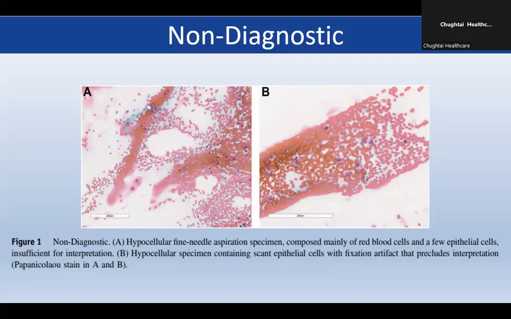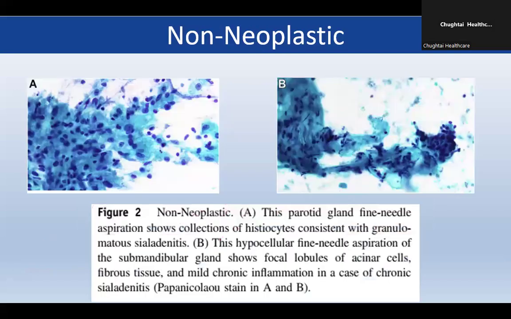So now let's discuss each of the diagnostic categories of the Milan system with some cases and examples. For the non-diagnostic, what we usually consider is if we have blood and hemorrhage only, or if the cellular elements are too scant that we cannot reach any diagnosis. So in example A, there is a hypocellular FNAC, mainly red blood cells and just a few epithelial cells. In example B, there are fixation-related artifacts. So we classify it as non-diagnostic.